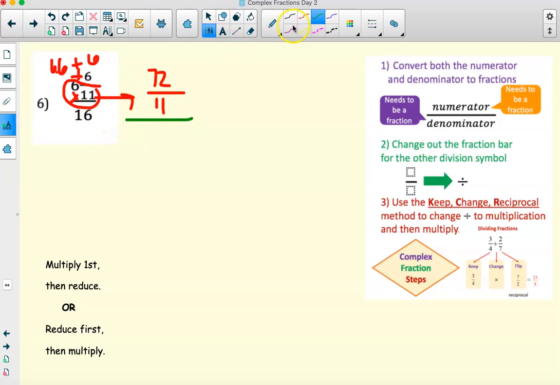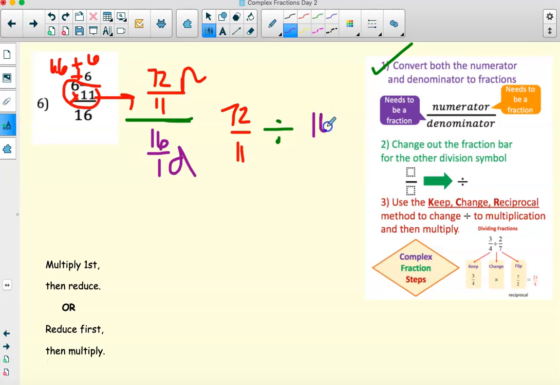Then we need to change the 16 to a fraction. You can make any integer a fraction by placing it over 1. So that takes care of step 1, convert both the numerator and denominator to fractions. Step 2, change out the fraction bar for another division symbol. So we're going to trade it out for this division symbol. We need to remember that the numerator goes first. Numerator we write first. Then the denominator we record second.